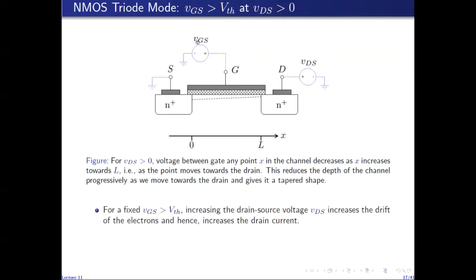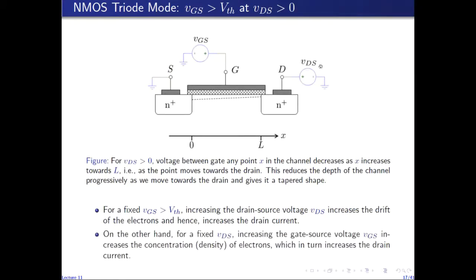So for a fixed VGS, which is greater than V threshold, because VGS has to be greater than V threshold, otherwise there will be no channel available for conduction. For a fixed gate to source voltage greater than the threshold voltage, if we increase the drain to source voltage, then the strength of the electric field along the channel will increase, which will increase the drift of the electrons, which in turn will increase the drain current.